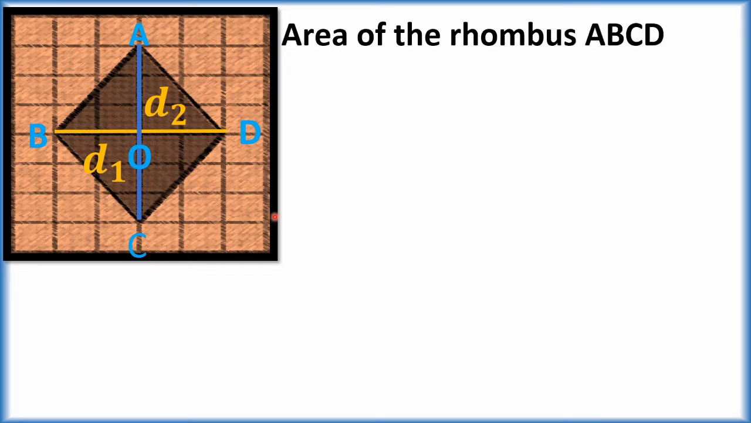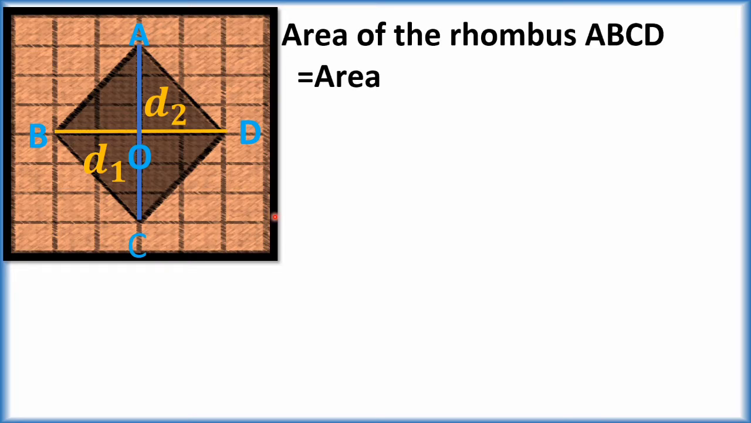Now see this diagram. We need to find the area of this rhombus. First diagonals are given. This one is D1. We need to find the area of the rhombus ABCD. These diagonals intersect at the point O. After drawing these diagonals, the rhombus will become two triangles ABC and ADC. Now let us see how to find the area of the rhombus ABCD.